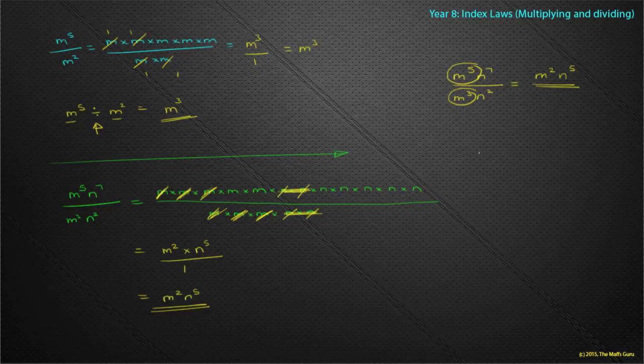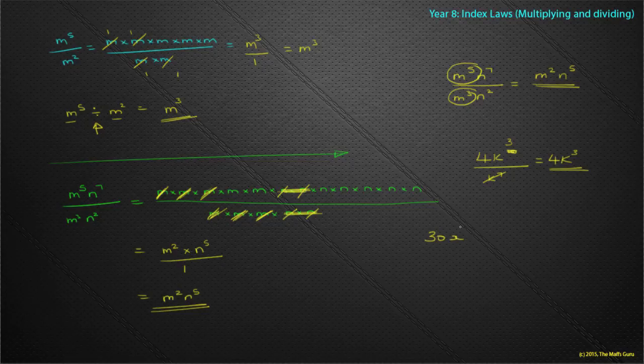Last couple of examples. 4k to the floaty 10 divided by k to the floaty 7. Well, this number here is just a number, so at the moment I'm going to leave that with a 4. I've got 10 k's on the top and 7 k's on the bottom. Well, if I was to write it all out longhand, then 7 of those k's would cancel out and would leave me 3 left. So 4k to the floaty 3. This is easy. One more example.